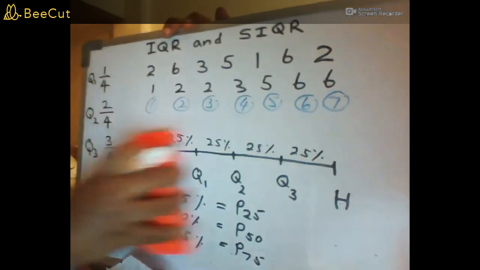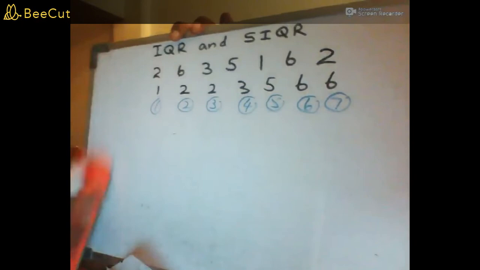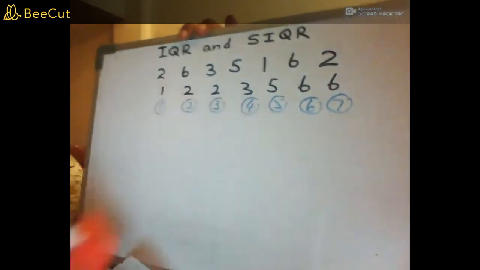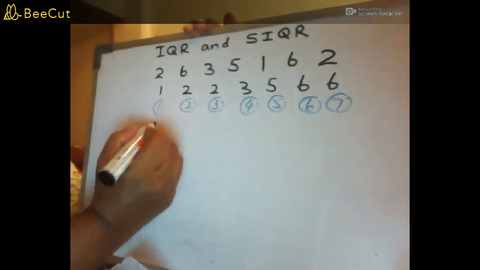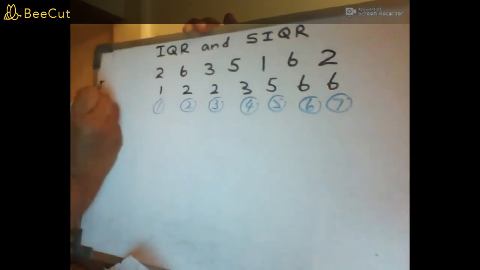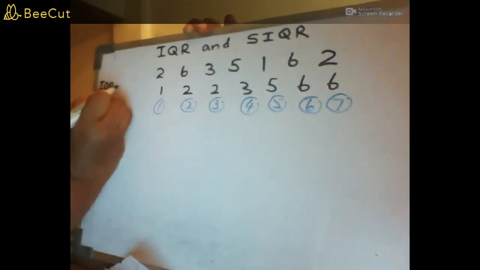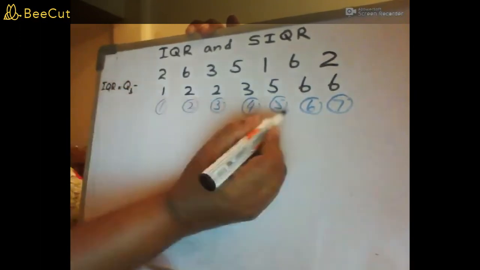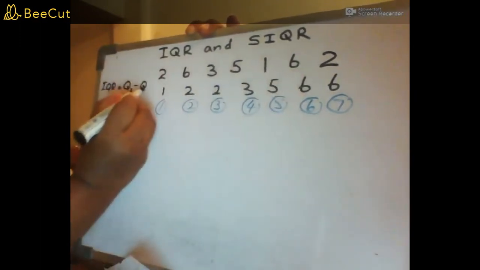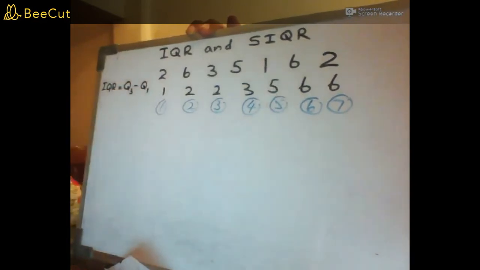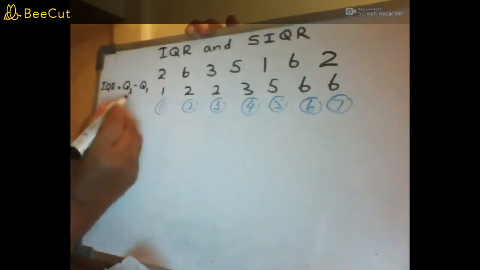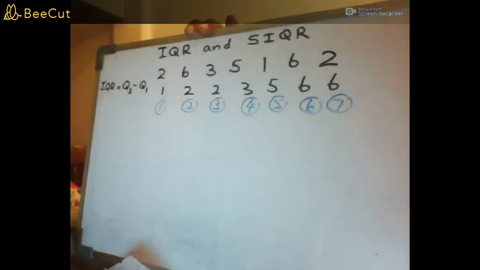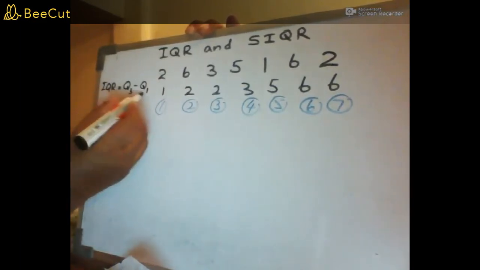Now we are coming to the formula. We have to find the IQR. IQR equals Q3, that's the larger value, minus Q1. For semi-interquartile range, you have to divide that by 2. Now we have to find Q3 and Q1 also.